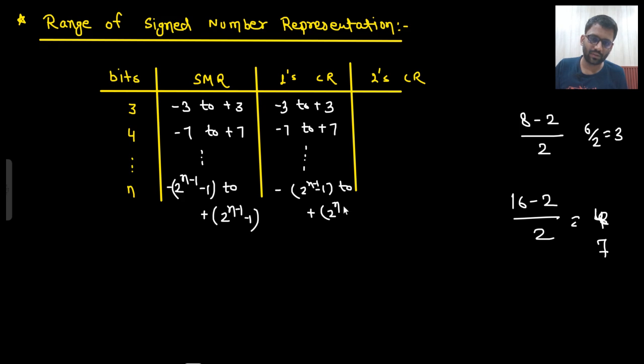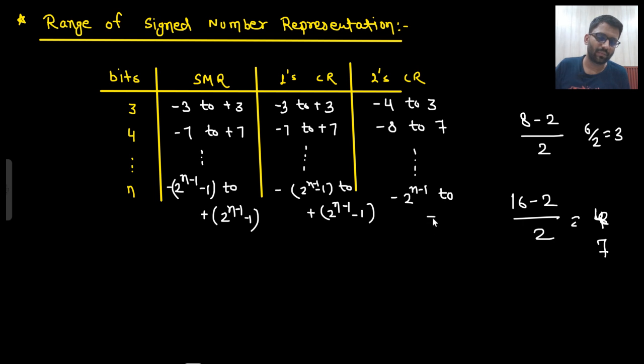Okay, sorry. 2 to the power n minus 1 minus 1, 2 to the power n minus 1 minus 1, minus to plus. And for here, minus 4 to plus 3, it would be minus 8 to plus 7. So this would be minus 2 to the power n minus 1 to plus 2 to the power n minus 1 minus 1. There you go.